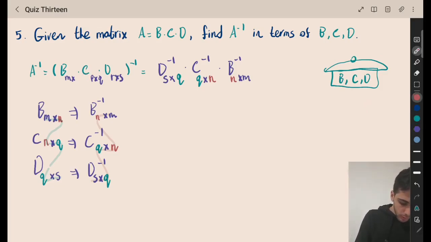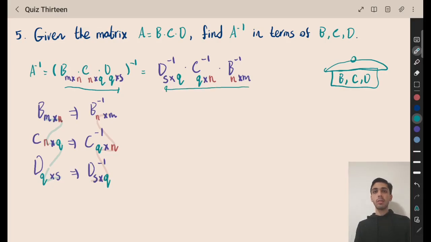Perhaps for clarity, I'll review this now. So we had M times N, N times Q, and Q times S. Now it has become the absolute opposite. So everything gets reversed. And I think this makes sense for an inverse, because this is a map that takes an m-dimensional vector as input and outputs an s-dimensional one. The inverse matrix, as it should, takes an s-dimensional vector and outputs an m-dimensional vector.